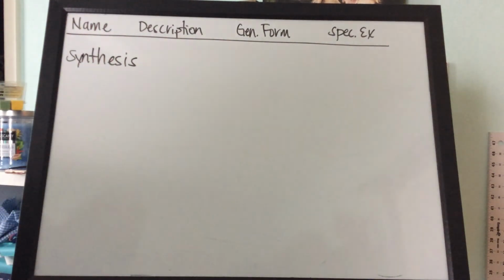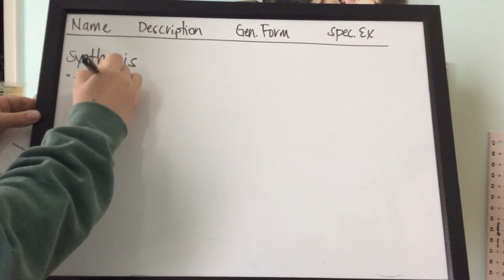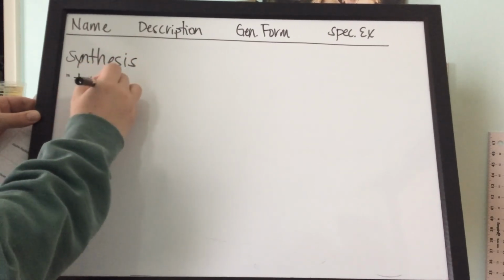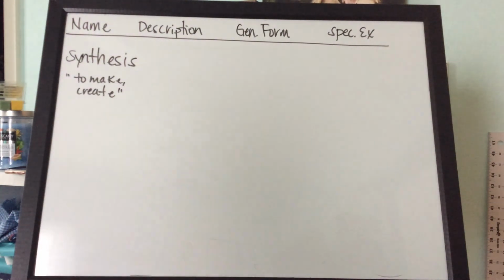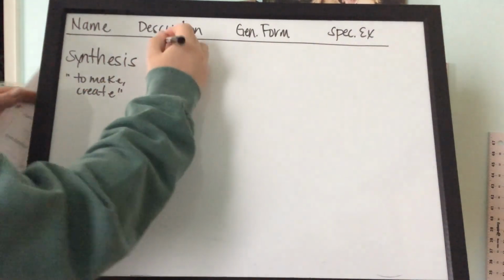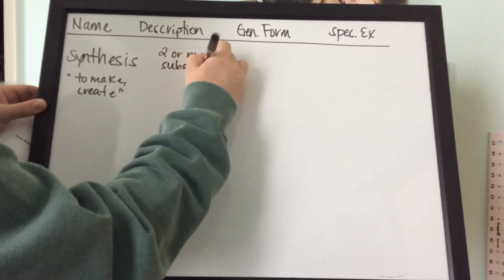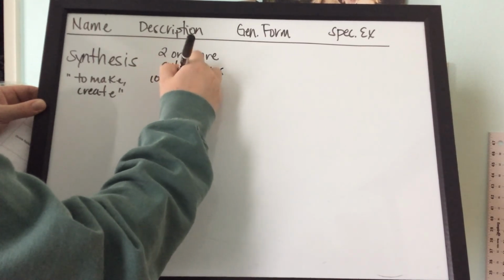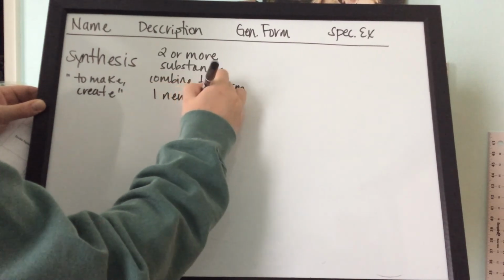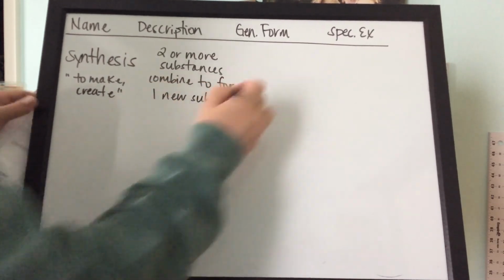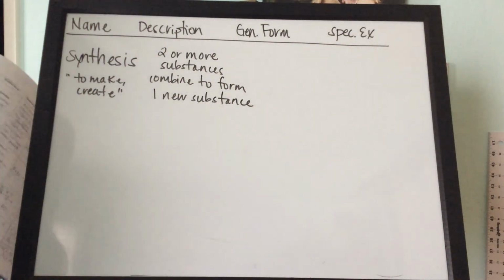Okay, and the word synthesis or synthesize, so you can add this in the box, means to make or to create. Okay, so in a synthesis reaction, we're going to be making something. And so the description is that 2 or more substances combine to form one new substance. Okay, so the reaction description is that 2 or more substances combine together to form one new substance.